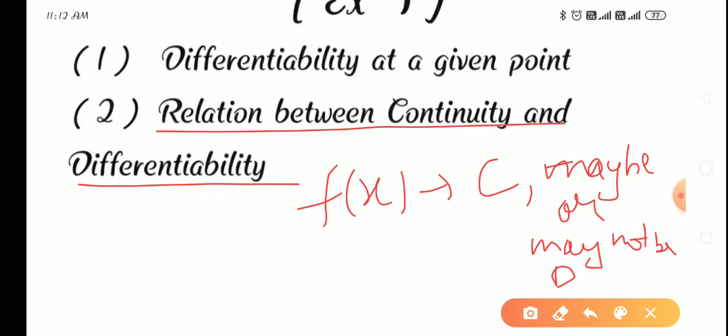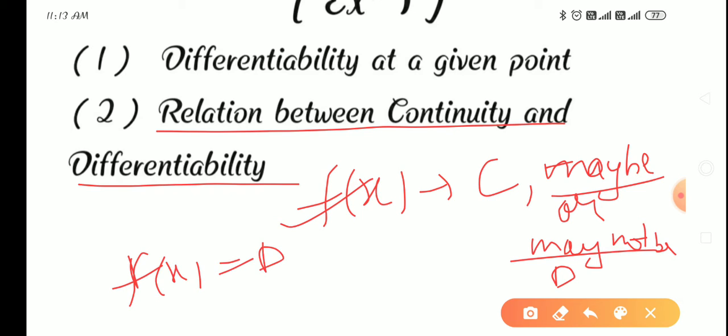May not be differentiable. D, I have written D for differentiability. So if a function is continuous, it may be differentiable or may not be differentiable. But if a function f(x) is differentiable, then it must be continuous. If it is differentiable, then 100% it will be continuous. But if a function is continuous, it may be differentiable or it may not be differentiable. This is the only relation between continuity and differentiability.